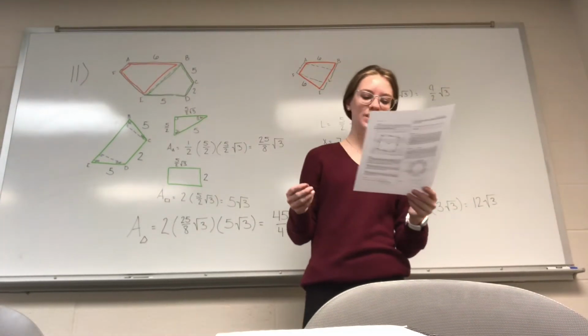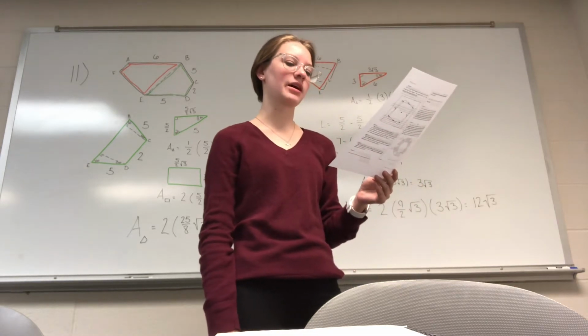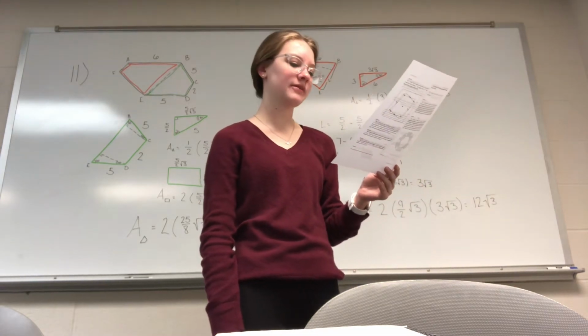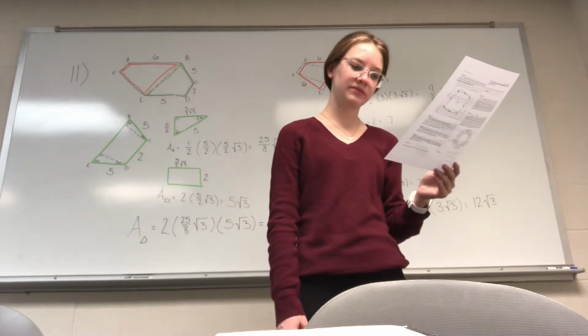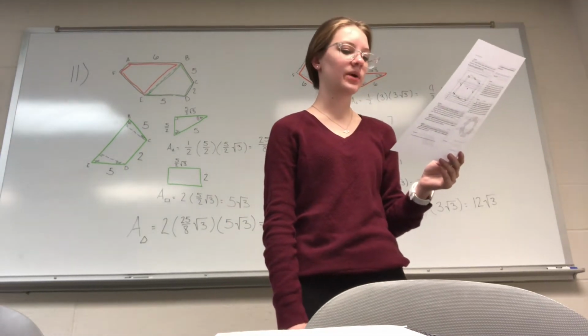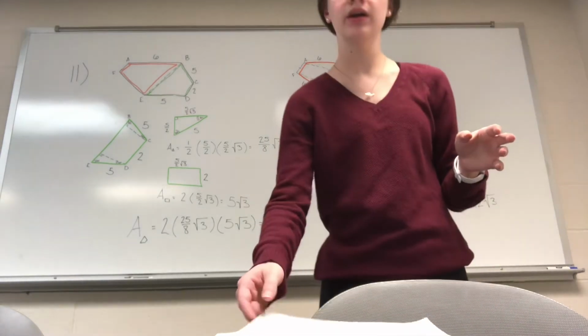So my problem this week states: the equal angular convex hexagon ABCDEF has AB equals 6, BC equals 5, CD equals 2, and DE equals 5. Find the area of the hexagon.